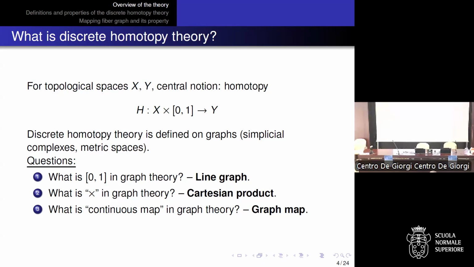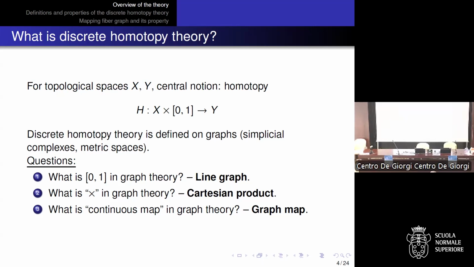First, what is the interval [0,1] in graph theory? We adopt a line graph, which I will define later. We also need to define what this product is. We adopt here the Cartesian product of graphs. And finally, what is a continuous map in graph theory? We adopt a graph map. Then we can define a homotopy between two graph maps.